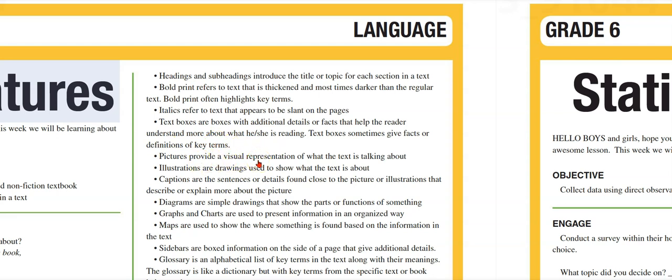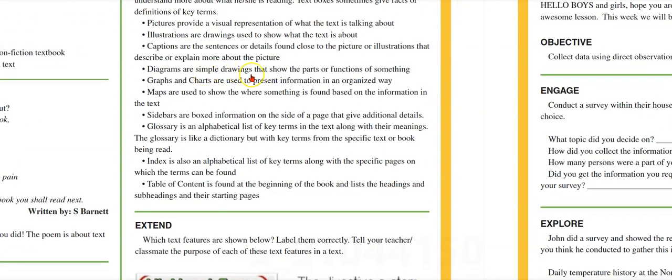Pictures provide a visual representation of what the text is talking about. Illustrations are drawings used to show what the text is about. Captions are the sentences or details found close to the picture or illustrations that describe more about the picture. Diagrams are simple drawings that show parts or functions of something. Graphs and charts are used to present information in an organized way. Maps are used to show where something is found based on the information in the text.